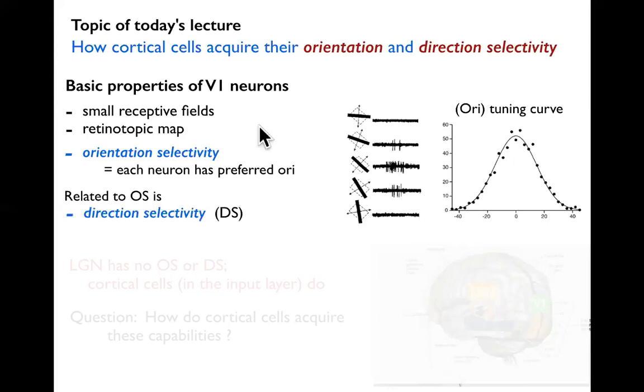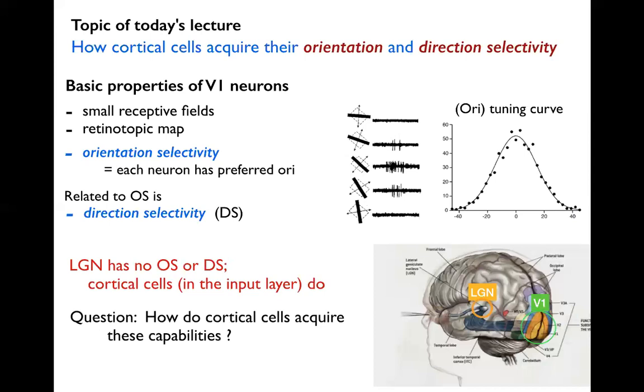But the main one I'd like to talk about is direction selectivity, DS. It says that the neuron prefers this orientation, but the bar could be moving from left to right or from right to left. Some neurons, not all, strongly prefer one of the directions, meaning that it reacts a lot when it sees a bar moving from left to right, but not from right to left, in the direction of its preference. So these are the two properties.